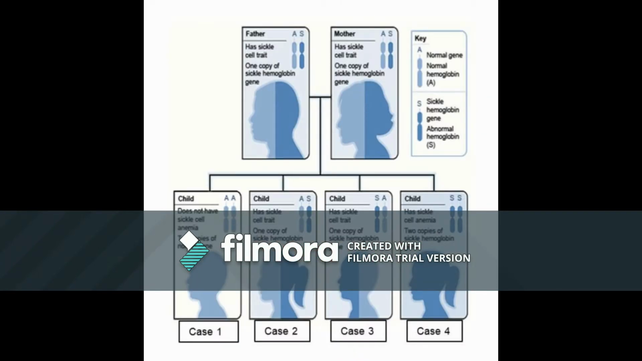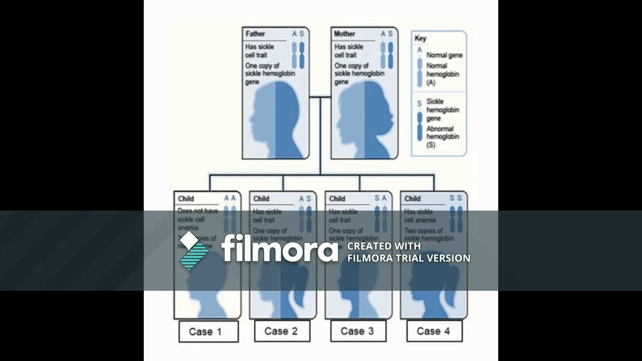The image shows how the sickle hemoglobin gene is inherited. A person inherits two hemoglobin genes, one from each parent. A normal gene will make normal hemoglobin. A sickle hemoglobin gene will make abnormal hemoglobin. In the image, each parent has one hemoglobin A gene and one hemoglobin S gene.